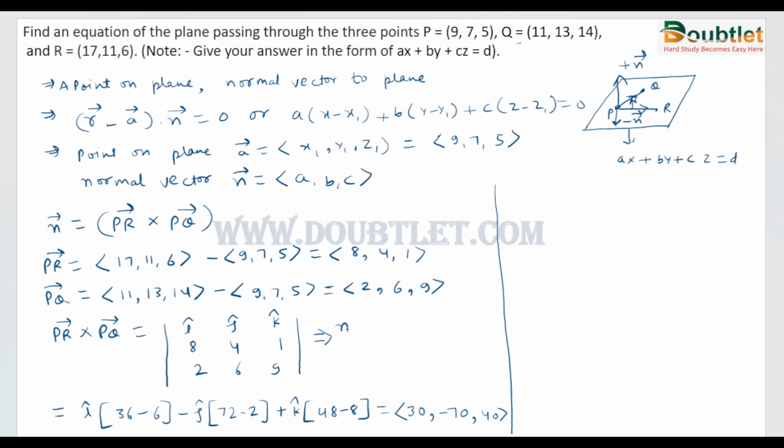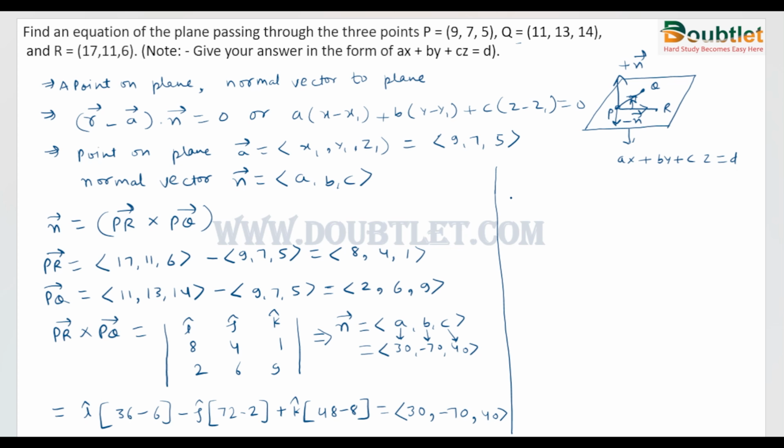So we can write the n vector coordinates as a comma b comma c, and we have obtained this as 30 comma minus 70 comma 40. So on comparing, the value of a is 30, the value of b is minus 70, and the value of c is 40. So now we can easily obtain the equation of a plane, because we got both the things, that is the point on the plane, which is given in the question, and we have also obtained the normal vector here.